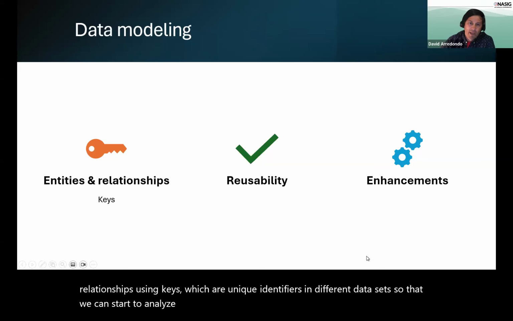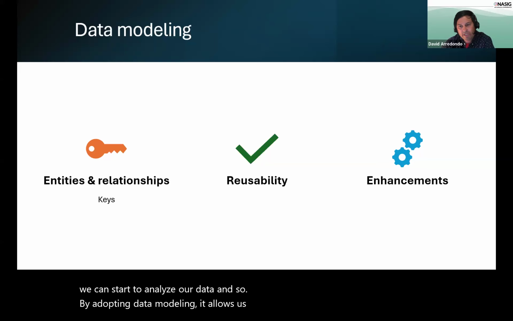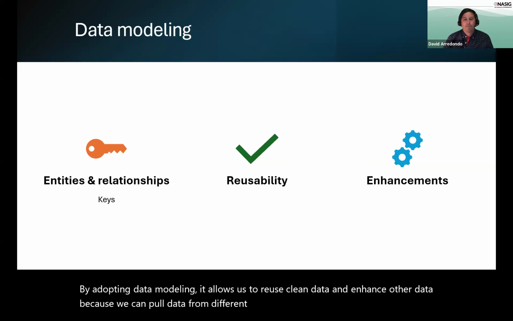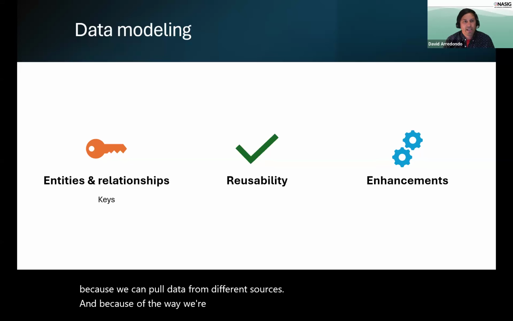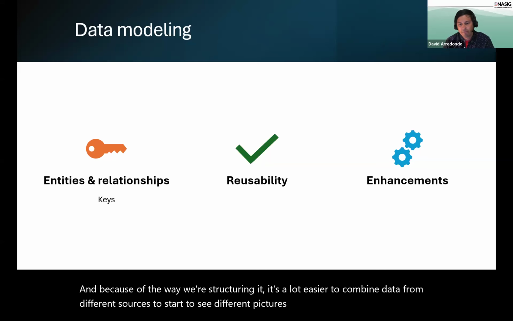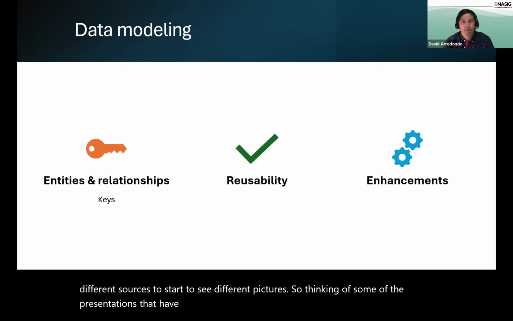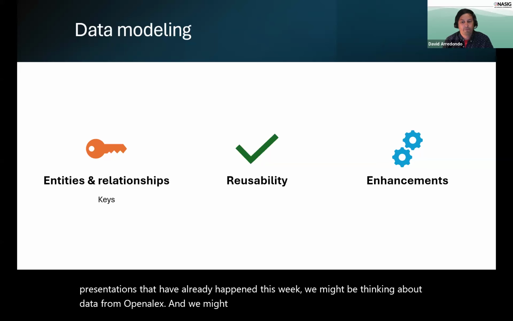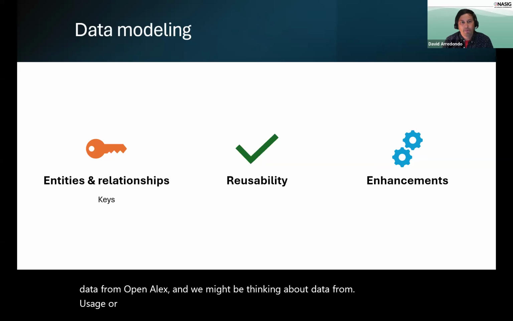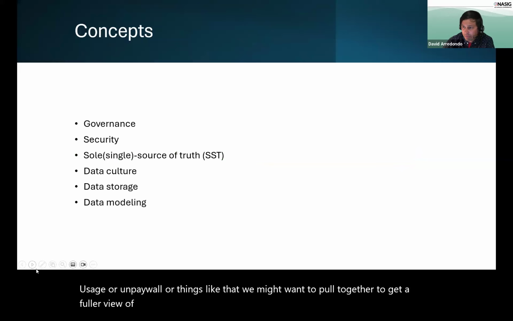And so by adopting data modeling, it allows us to reuse clean data and enhance other data because we can pull data from different sources. And because of the way we're structuring it, it's a lot easier to combine data from different sources to start to see different pictures. So thinking of some of the presentations that have already happened this week, we might be thinking about data from OpenAlex, and we might be thinking about data from usage or Unpaywall or things like that that we might want to pull together to get a fuller view of our publication patterns.